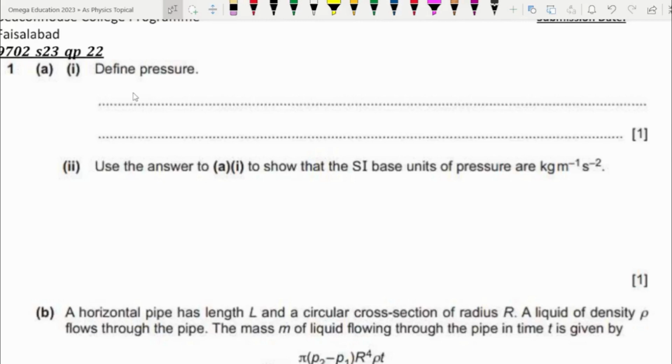Pressure is defined as, for 1 mark, we can define it as force per unit area. Okay, 1 mark in your pockets.